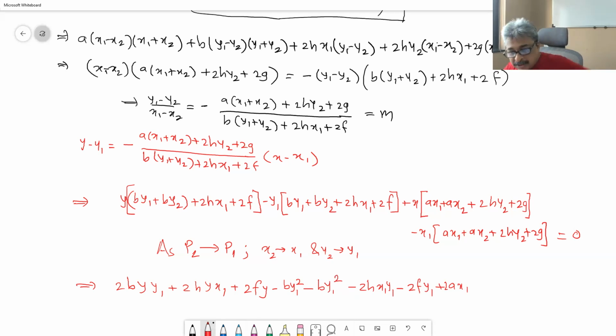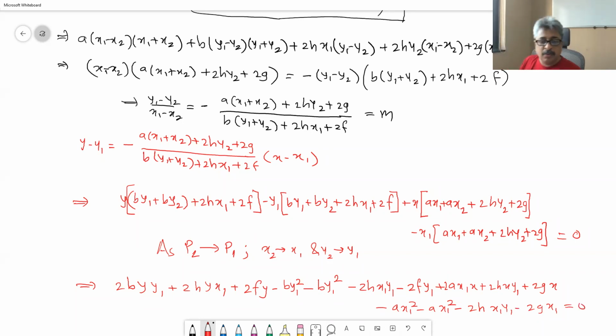Okay, so then next 2ax1, because x1 plus x2, x2 becomes x1, so 2ax1 into x, 2ax1x plus 2hxy1 plus 2gx minus ax1 square minus ax1 square minus 2hx1y1 plus 2gx1, sorry, minus 2gx1 is equal to 0. Hope I am correct.